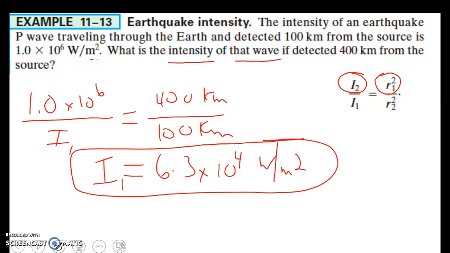As it comes out, there's going to be damping. It's going to spread out farther. This intensity is going to go down, the power per meter squared. Okay? So just keep that in mind.